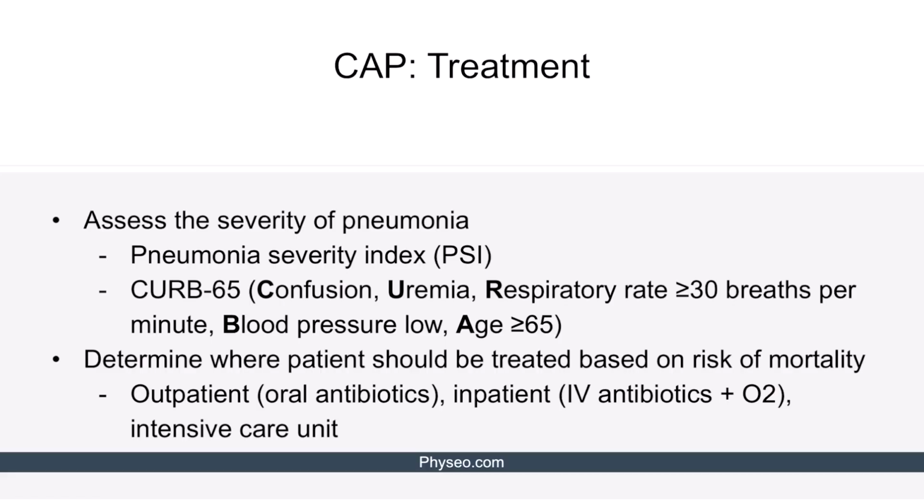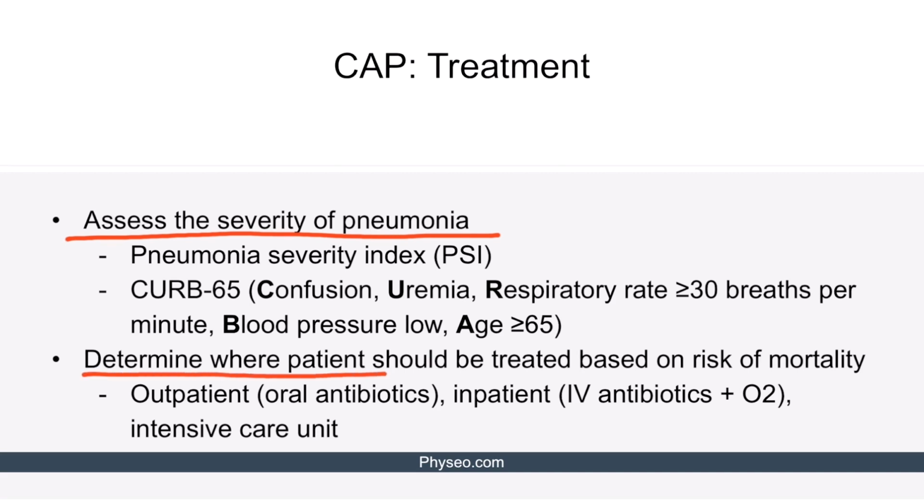Coming to the treatment of community-acquired pneumonia, the first step is to assess the severity of pneumonia. This is done by using different scales or scores which use clinical features and laboratory results of patients to predict the mortality associated with the illness. The most common ones are the Pneumonia Severity Index and the CURB-65 scoring system. The parameters used in CURB-65 are presence of confusion, uremia, respiratory rate of 30 breaths per minute or above, low blood pressure, and age 65 or above. The higher the score, the greater the severity of pneumonia.